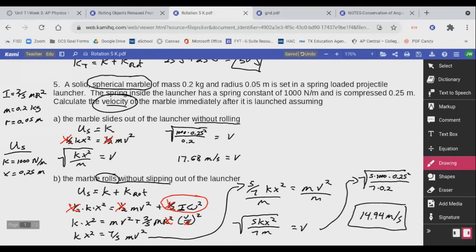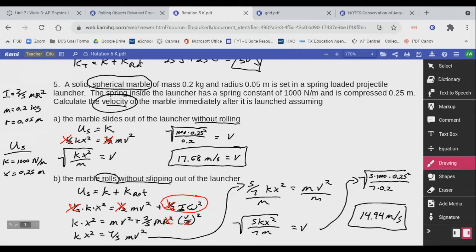All right, if I didn't make a mistake, does my answer make sense? It does, because some of that potential energy went into rotation, so my velocity should have decreased. And it did. It went from 17.68 to 14.94. So the answers I'm getting are reasonable, and we should have some confidence in them. It's a little bit challenging; keeping up with the variables is a bit of a chore, but with some practice, we can do this.